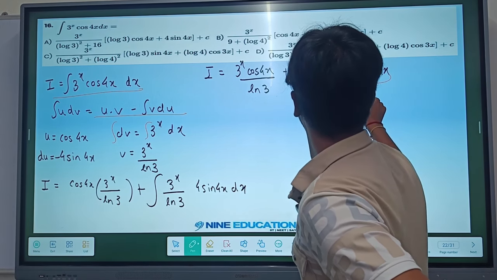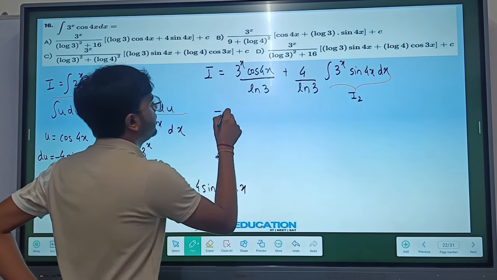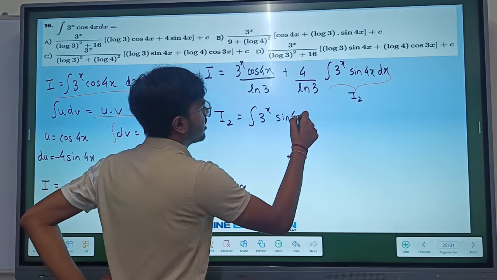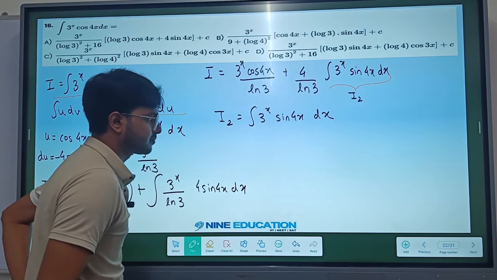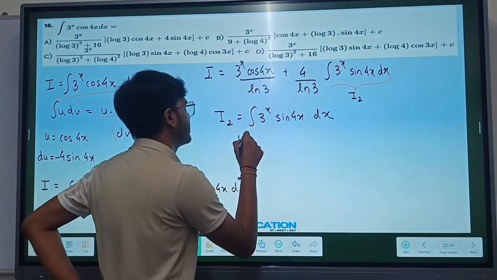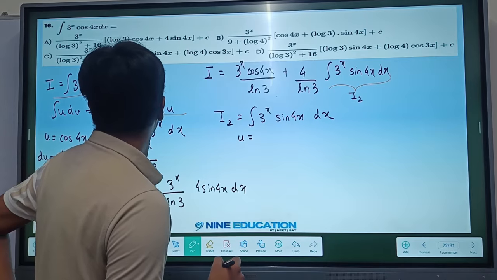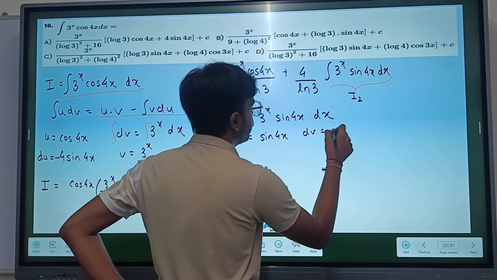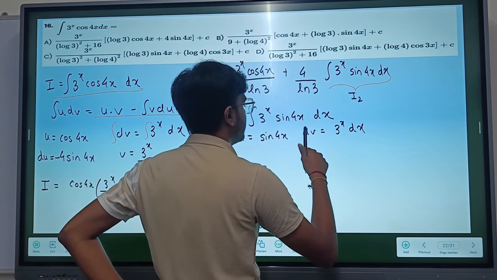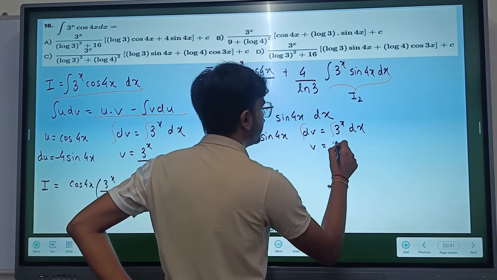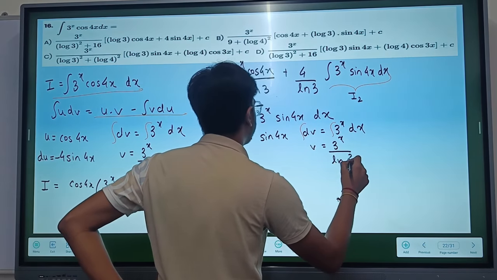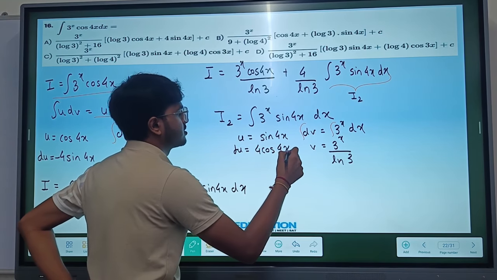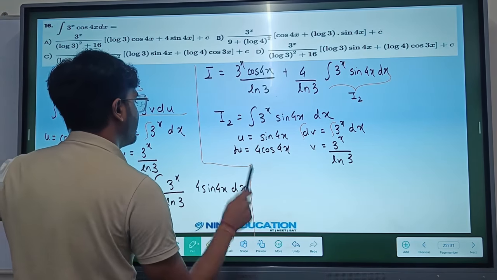Let's say this is our I2. So let's find I2. I2 is integration of 3 power x sine 4x dx. Again using integration by parts here. What is the u value here? U is sine 4x. What is dv here? dv is 3 power x dx. So integrating dv, v would be 3 power x by ln 3, and differentiating du, the differentiation of sine is cos, so 4 cos 4x.